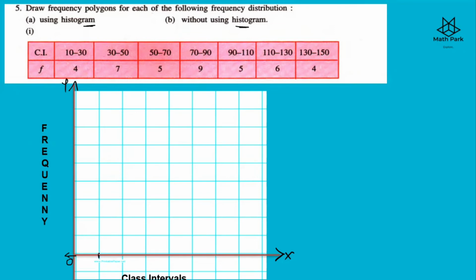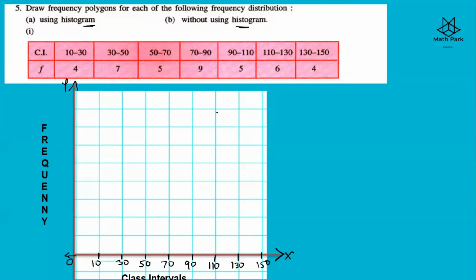So we start with 10, then 10 to 30, 30 to 50. The class size here is 20. Then 50 to 70, 70 to 90, 90 to 110, 110 to 130, and 130 to 150, right?